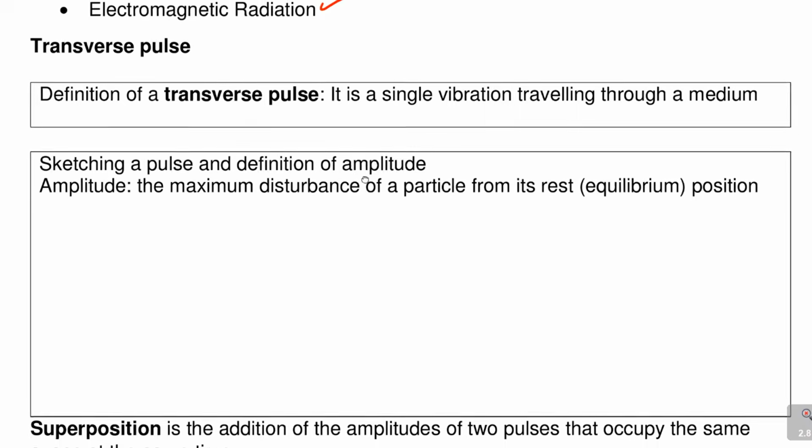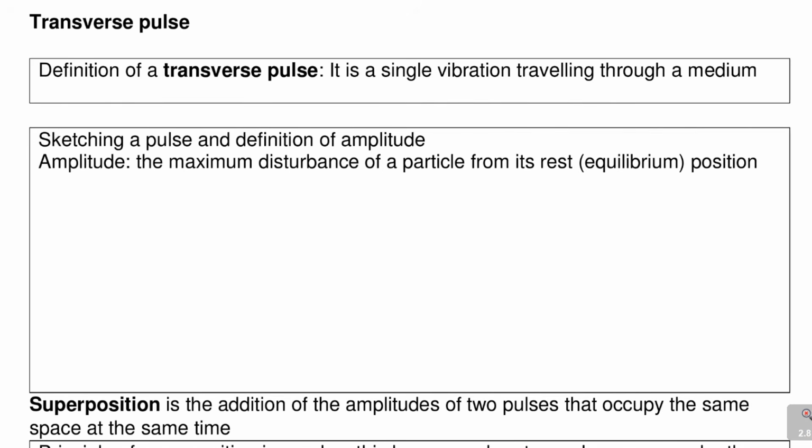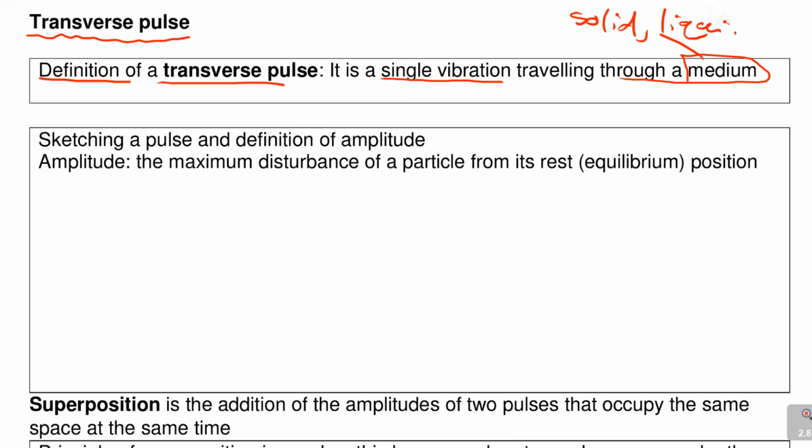Beginning already with the lesson, let's look at what is called a transverse pulse. What do we mean when we say a transverse pulse? They will need you to define one, and we're saying a transverse pulse is a single vibration traveling through a medium. Now there are three types of mediums you need to know. We have a medium which is solid, a medium which is liquid, and a medium which is gas.